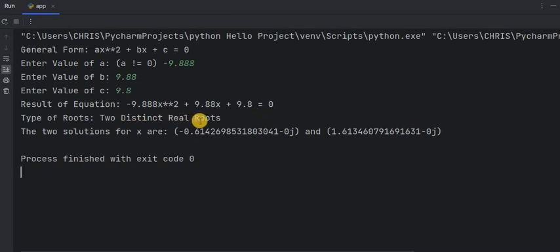Two distinct real roots. So we have negative 0.61 this and this. So these are the solutions. So you can use this to solve any quadratic equations. So that is for the video.